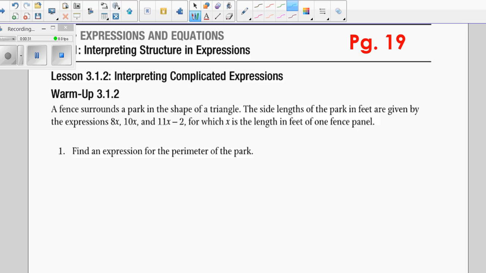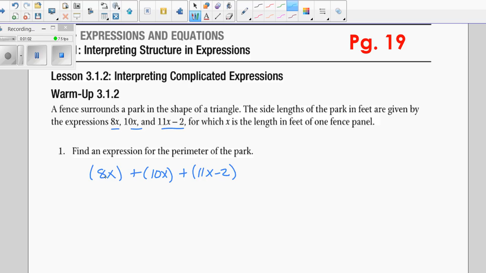Alright, so assuming that you already tried to do this on your own, let's find the expression for the perimeter of the park. It's talking about the park being in the shape of a triangle, which means it has three sides. Here are your three lengths, and remember, perimeter is just adding up your three distances. So the perimeter is going to be equal to the side length 8x plus the side length of 10x plus the side length of 11x minus 2. And no, you do not have to have parentheses. I'm just showing you that these are your three sides.